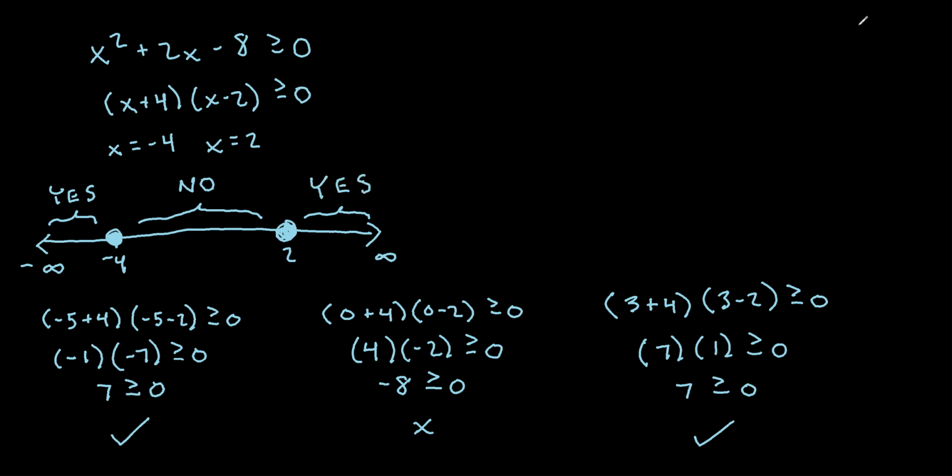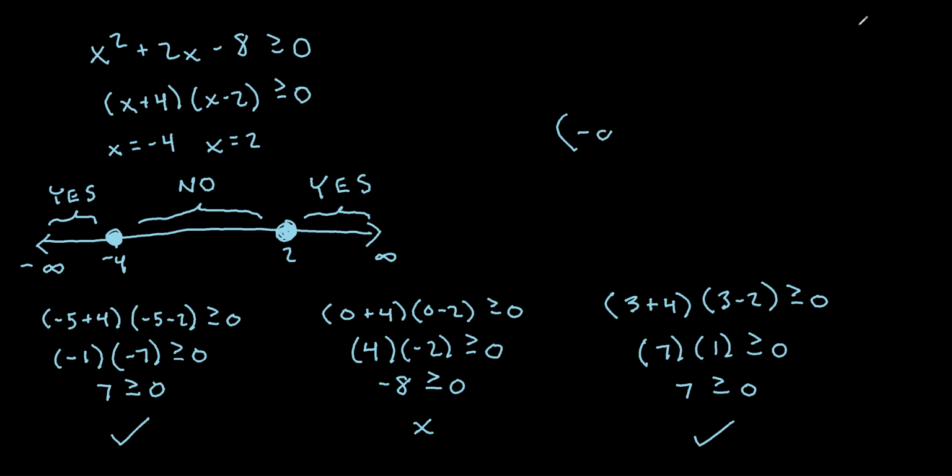So what this tells us is x is allowed to be any value between negative infinity and negative 4, or x is allowed to be any value between 2 and positive infinity. So if we want to write that in interval notation, we can write it like this.